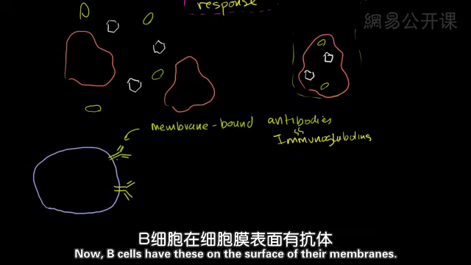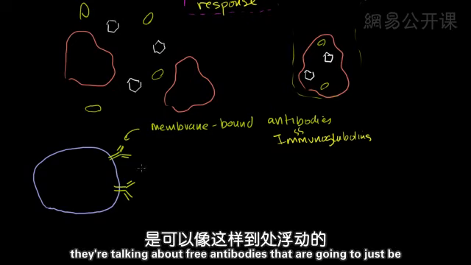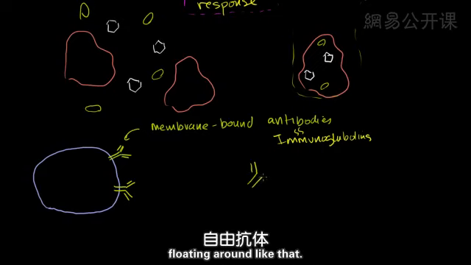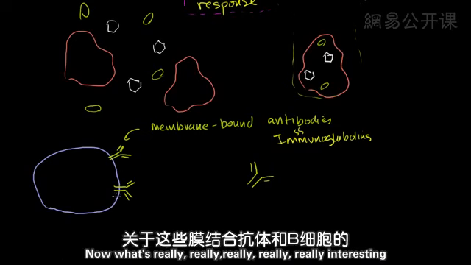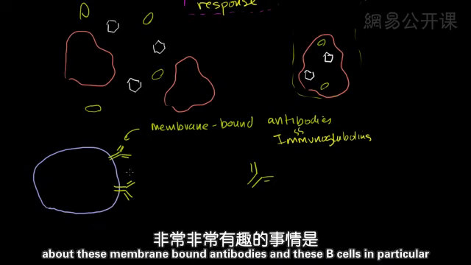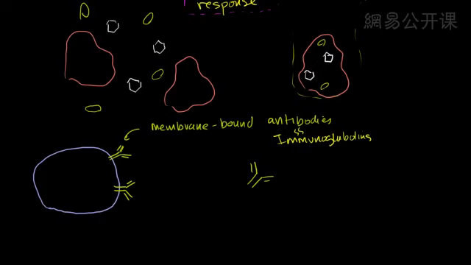Now, B cells have these on the surface of their membranes. These are membrane bound. Usually when people talk about antibodies, they're talking about free antibodies that are just floating around like that, and I'm going to go into more detail on how those are produced. Now, what's really interesting about these membrane-bound antibodies, and these B cells in particular, is that a B cell has one type of membrane-bound antibody on it.